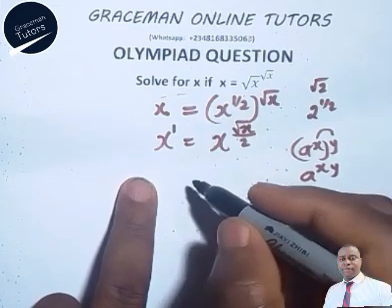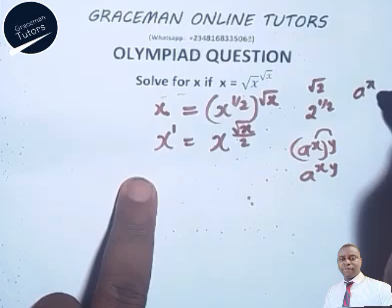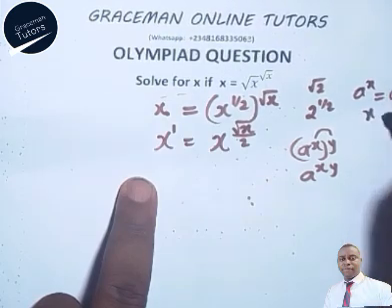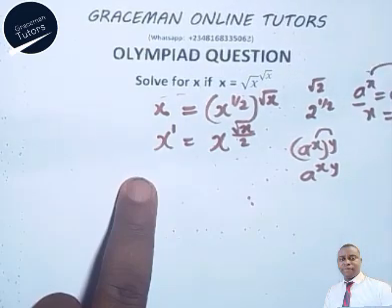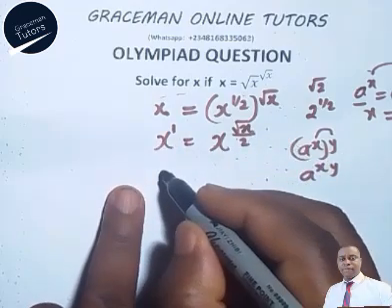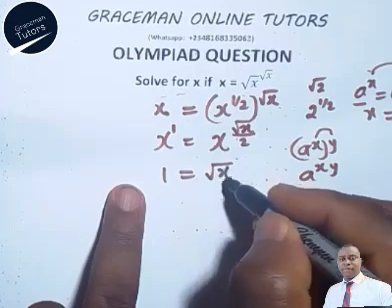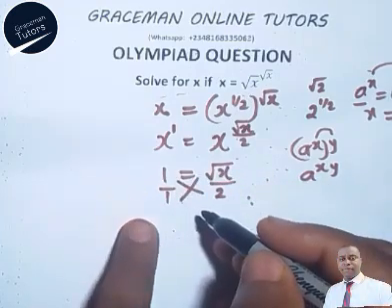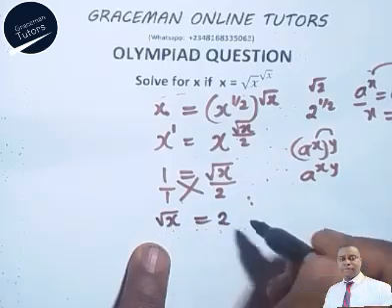And according to the law of indices, whenever we have a raised to the power x equal to a raised to the power y, it implies that x is equal to y. When the two bases are equal, the powers will be equal. So I'm going to make this power equal to this power. So 1 equals root x over 2. Here we can just do a simple cross multiplication. When you cross multiply, you now have root x is equal to 2.